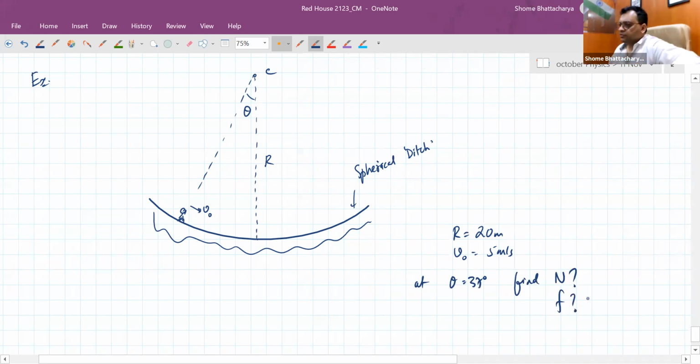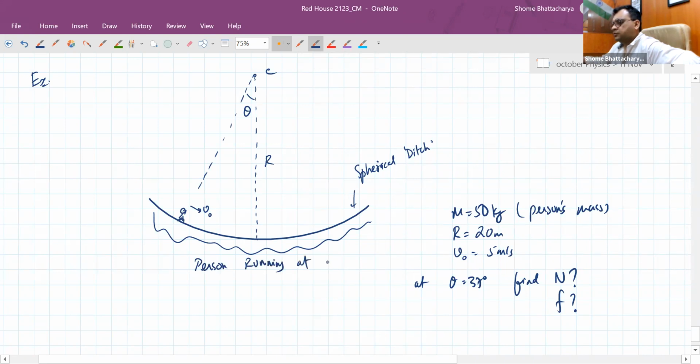So I've given you the same values. Take the mass of the person also the same, 50 kgs. So this is a person running at uniform speed.